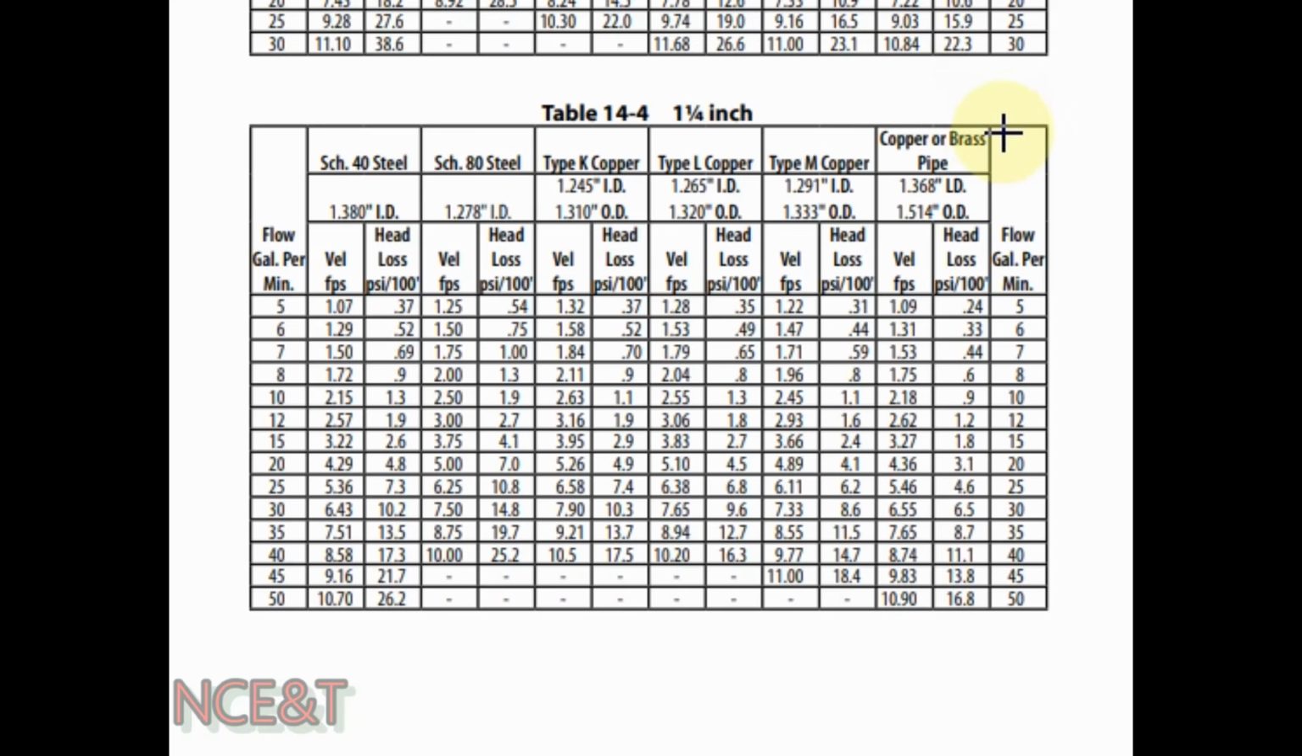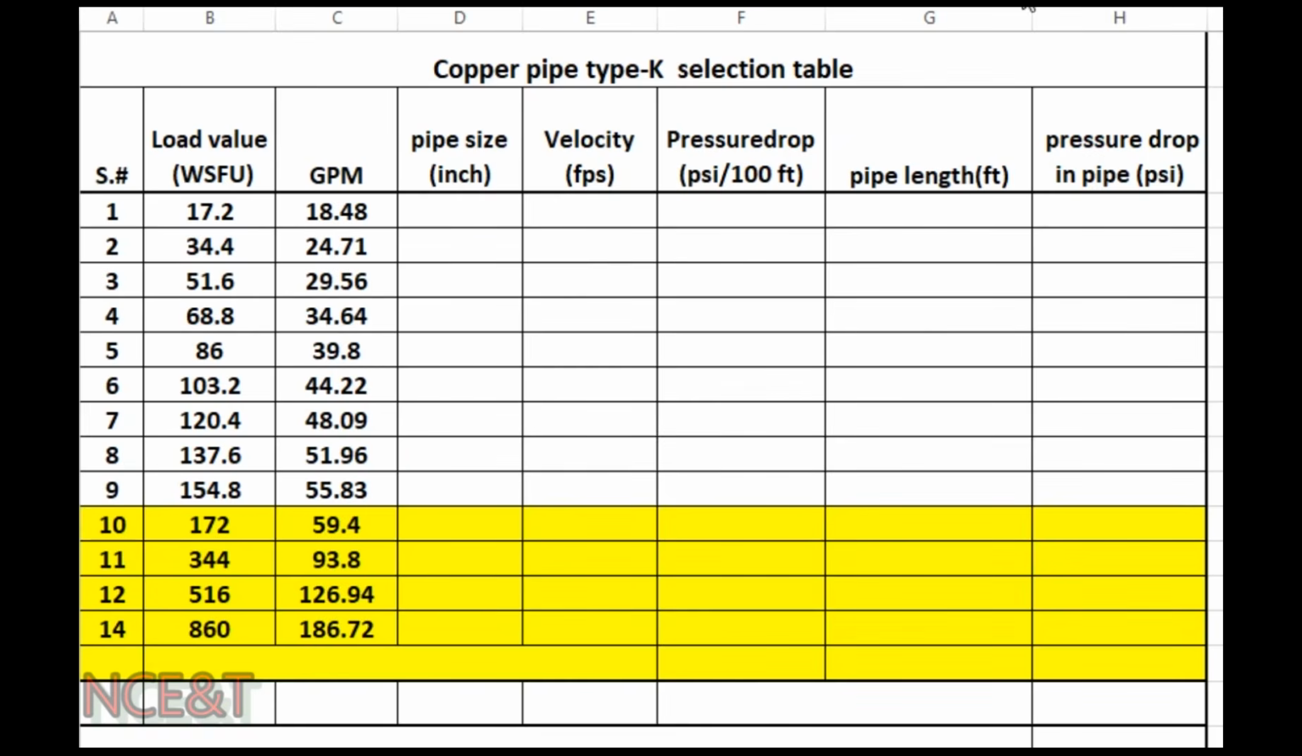Each pipe size has its own hydraulic table. This table is for a pipe size 1¼ inch. The first column is for the GPM and there are other columns as per the material. You can see this column is for schedule 40 steel pipe, this for schedule 80 steel pipe. We are using copper pipe type K, so this column is for us. Inside this column there are also two sub columns. The first column is for the velocity in feet per second and the second column is head loss in psi per 100 feet. Our first GPM value is 18.48.